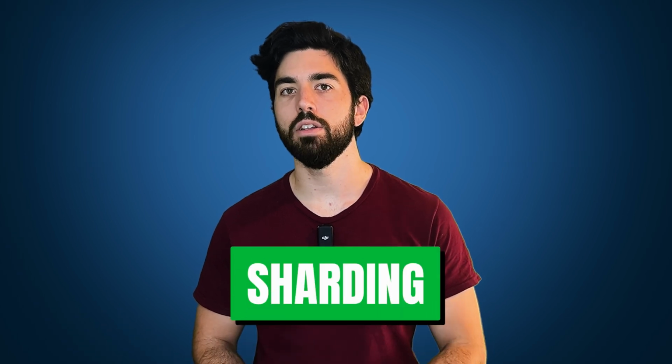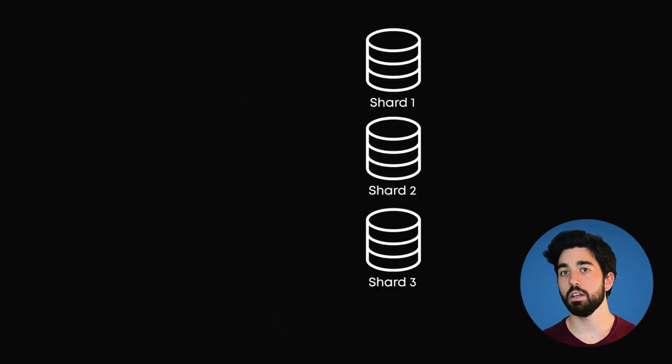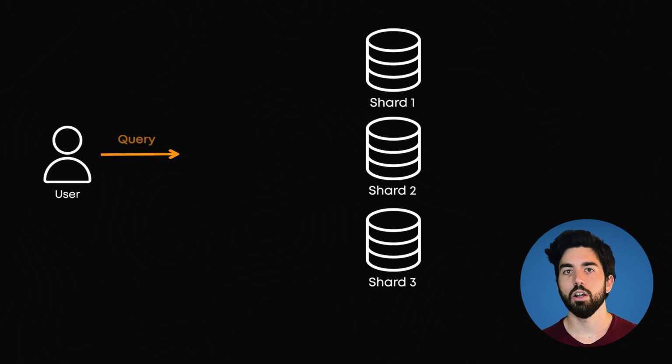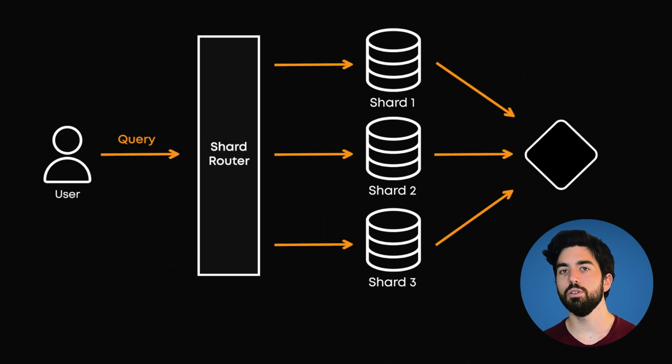When you are working with a large dataset and need to keep things running smoothly, vector databases use a technique called sharding. Basically, the data is split into smaller pieces called shards. When you run a query, each shard gets it and the results are pulled together, making data retrieval fast and efficient.